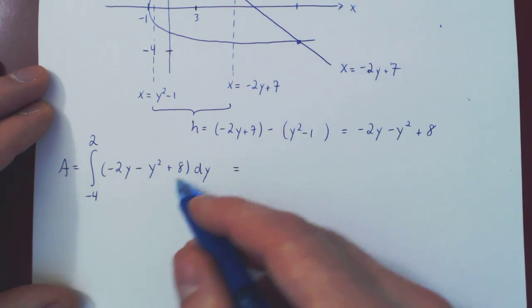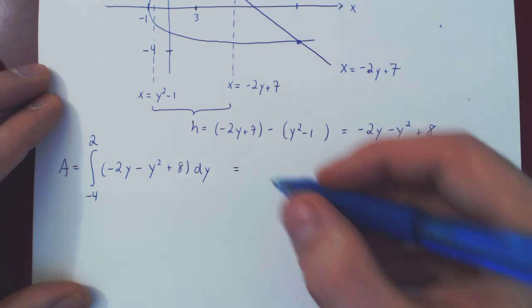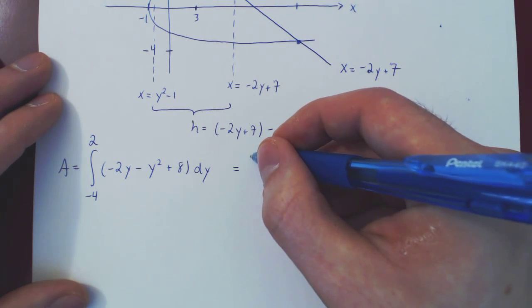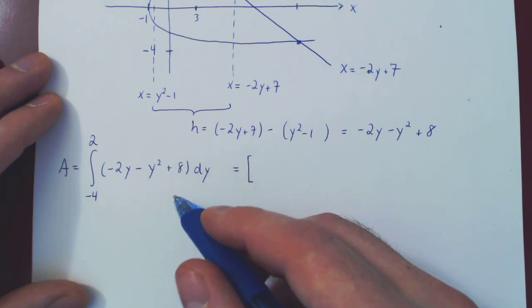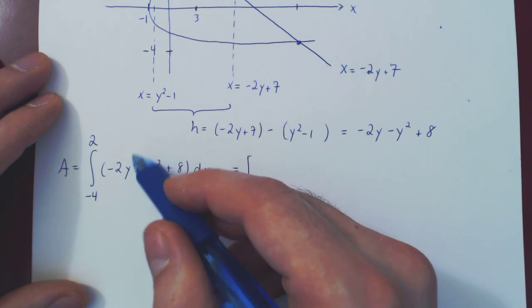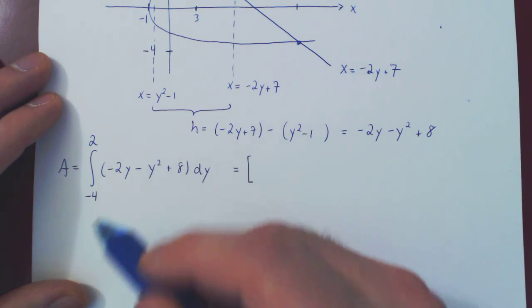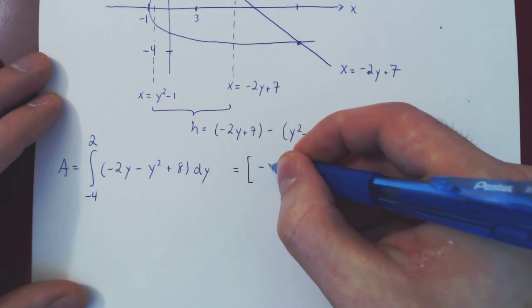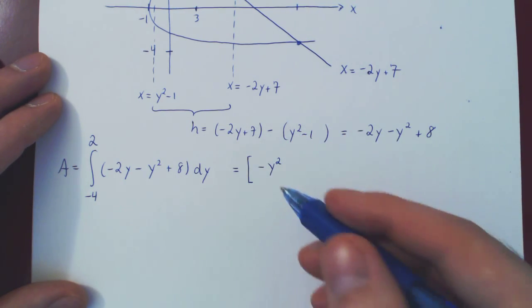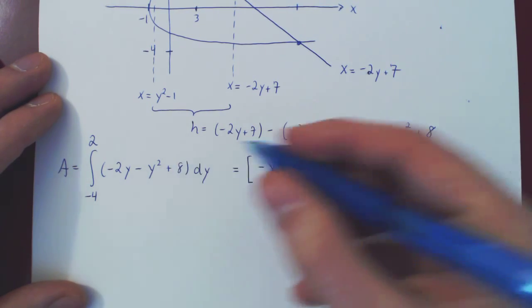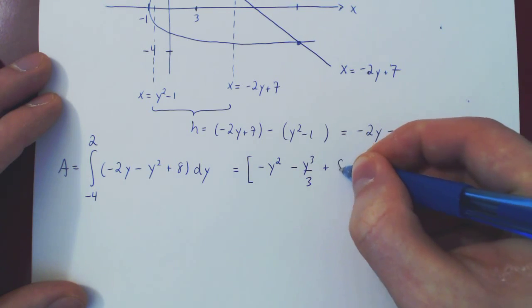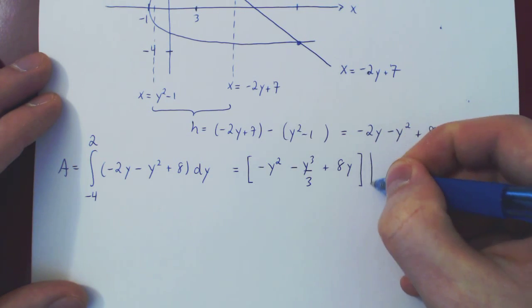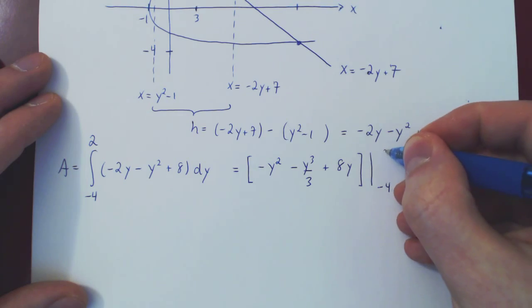As our function is a polynomial, this would be very easy to do. So of course we use first the fundamental theorem of calculus. We find an antiderivative. We'll have negative 2y squared over 2. The 2 over 2 will cancel, which will leave us with negative y squared, minus, power rule, y cubed over 3, positive 8y. And we evaluate this from negative 4 to 2.